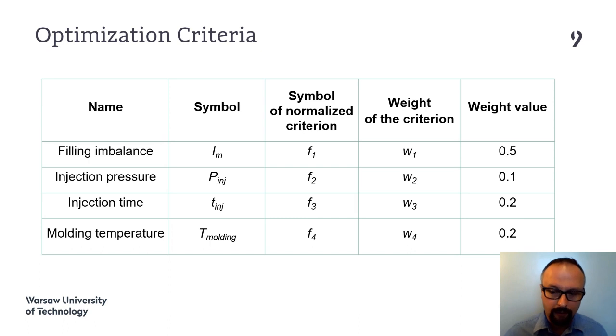And of course, we need to have our criteria. We have parameters of optimization, but we also need criteria. In this case, of course, we have our factor of imbalance, our IM, which has the largest weight in our optimization. But of course, we are not only aiming to have fully balanced filling, we also need to produce our parts in an economical way. So they need to be cheap enough to sell, and our process cannot be too expensive.